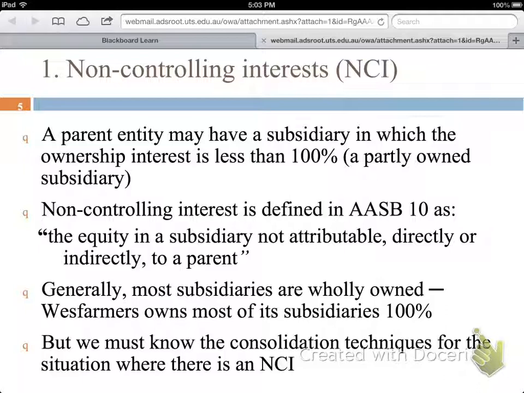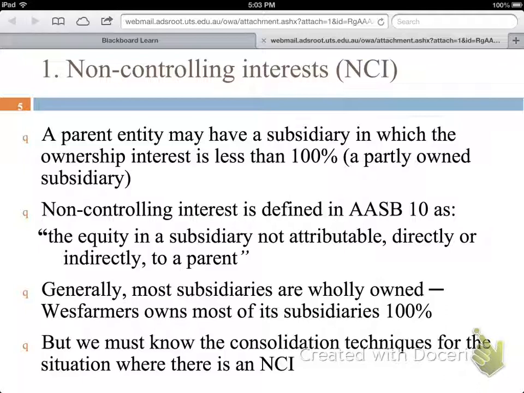In all the examples we've looked at so far, up until topic 5, the parent controlled 100% of the shares in the subsidiary. However, in the examples we're going to look at today, the parent will control the subsidiary, but with less than 100% ownership. For example, it is possible to control another entity with, let's say, 75% ownership. So what happens with the remaining 25%? The remaining 25% is what we call non-controlling interests.